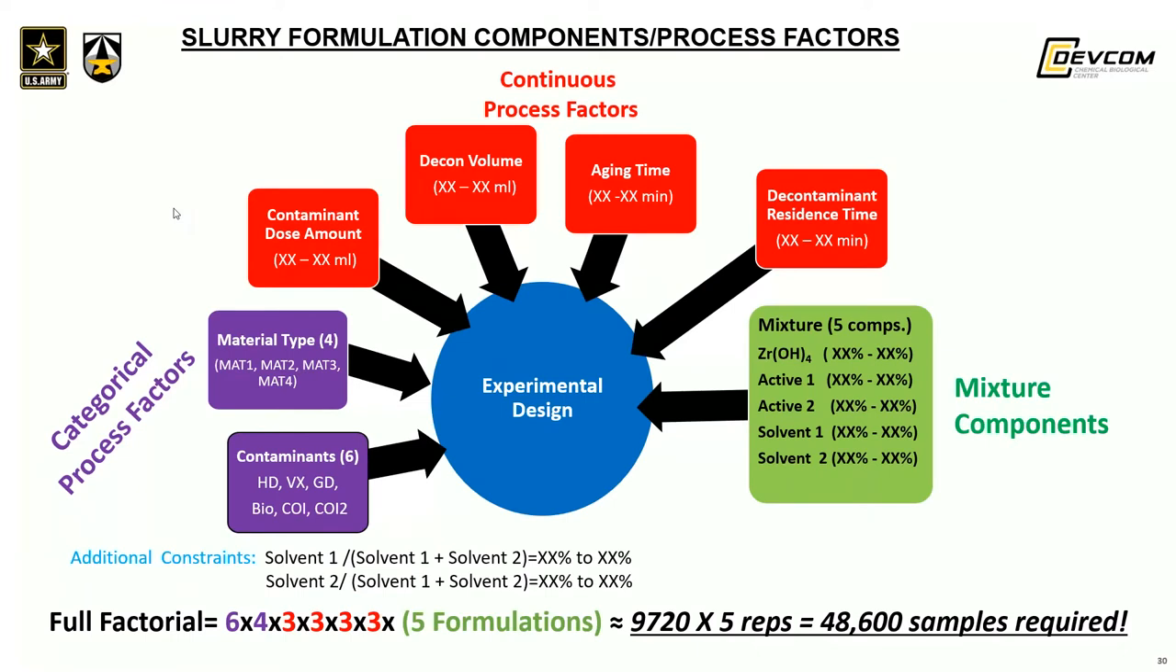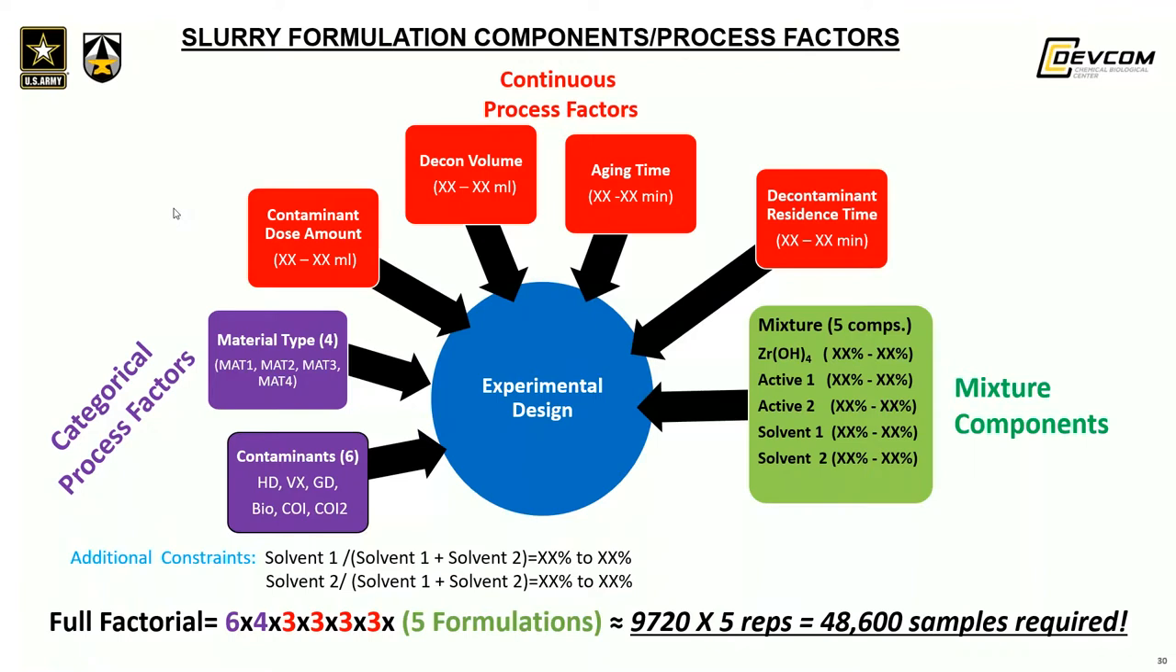So in 2020, we had proof of concept. Joe Myers and the lab people, they did a lot of work. They came up with a couple other active ingredients. They substituted a couple solvents. And then the funding agency said, hey, you guys did such a good job on 4 agents. Now we want you to work on 6, still 4 materials.